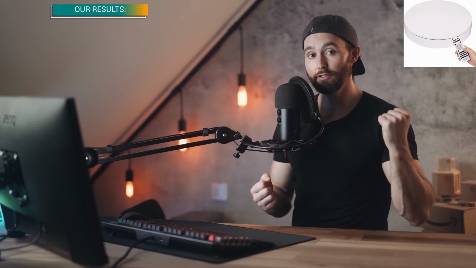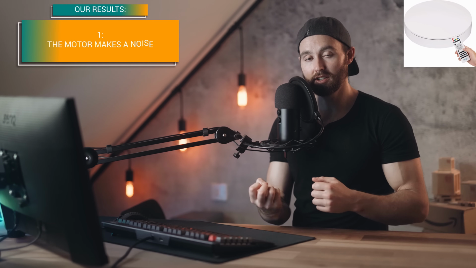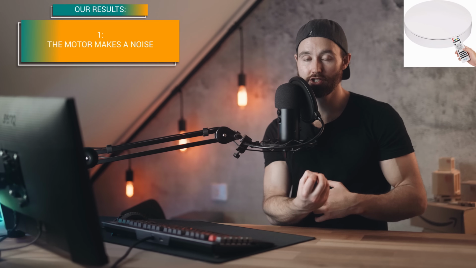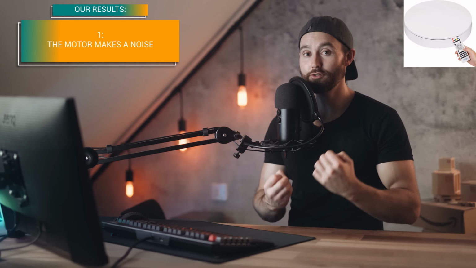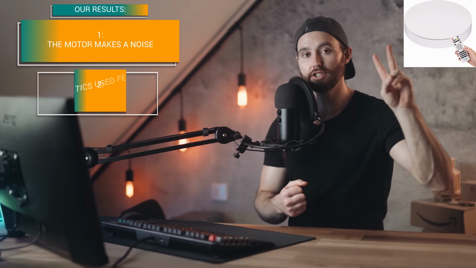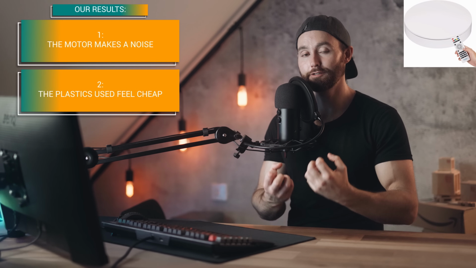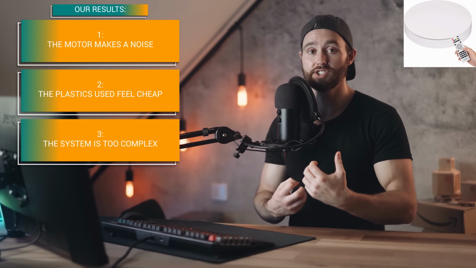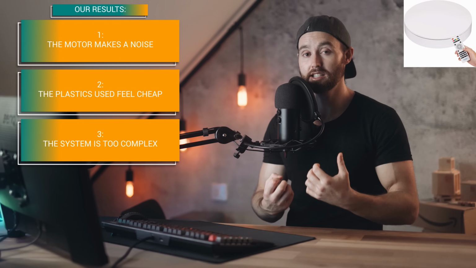For the photography turntable, the biggest complaints were that, 1, the motor makes a noise. It makes a buzzing or humming sound as it turns, obviously that top turntable. And humming and buzzing is really not good for videos. Number 2, the plastics used feel cheap. The product itself feels cheap. Number 3, the system is just too complex. People were saying there's far too many options and buttons on the remote. It just needs to be simple.